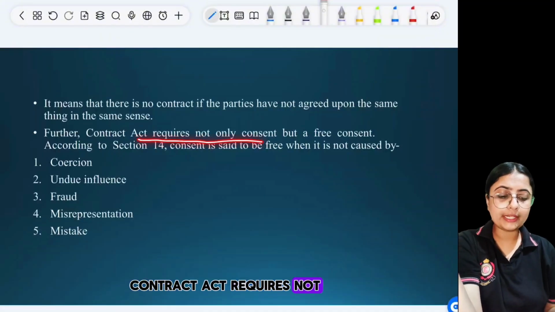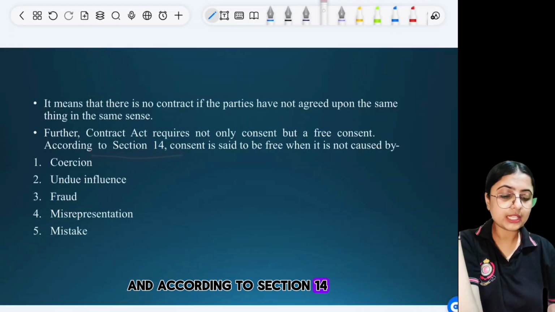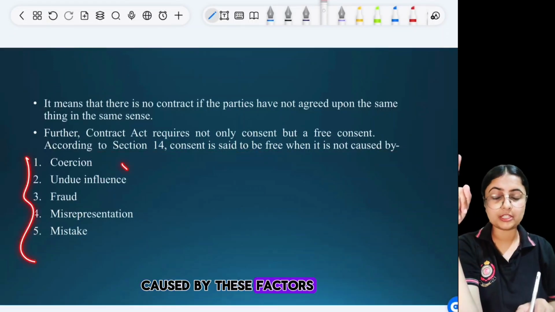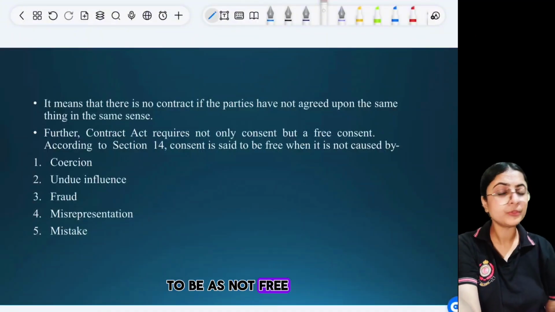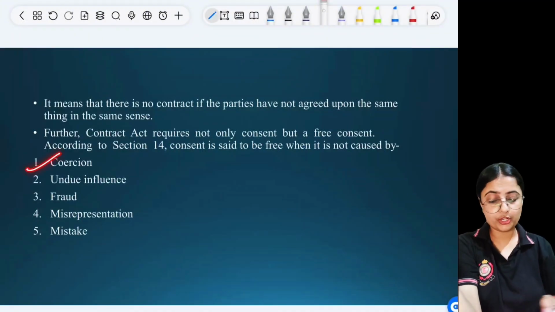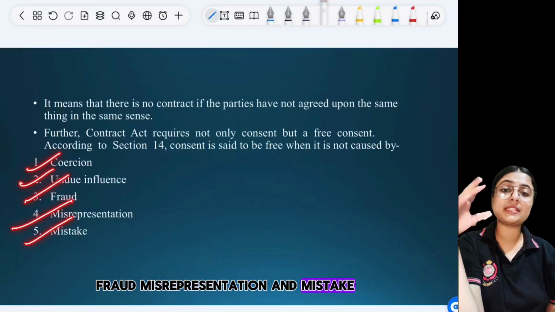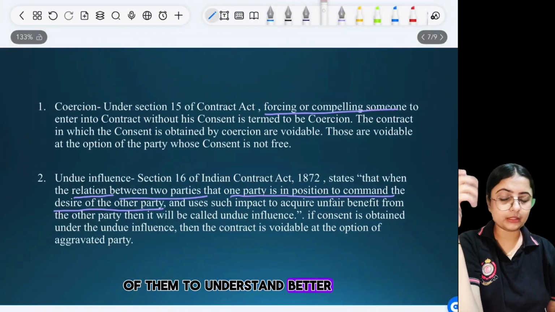Contract Act requires not only consent but a free consent, and according to section 14, consent is said to be free when it is not caused by these factors, because when these factors are involved, the consent is considered to be as not free. What are these conditions? Coercion, undue influence, fraud, misrepresentation and mistake. Now let's discuss each one of them to understand better.